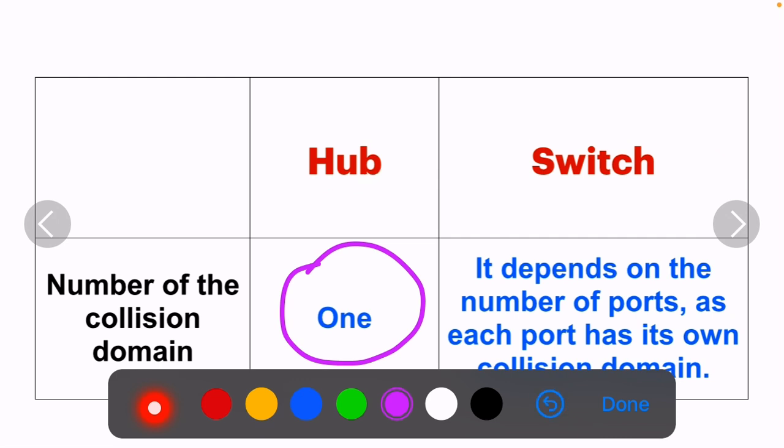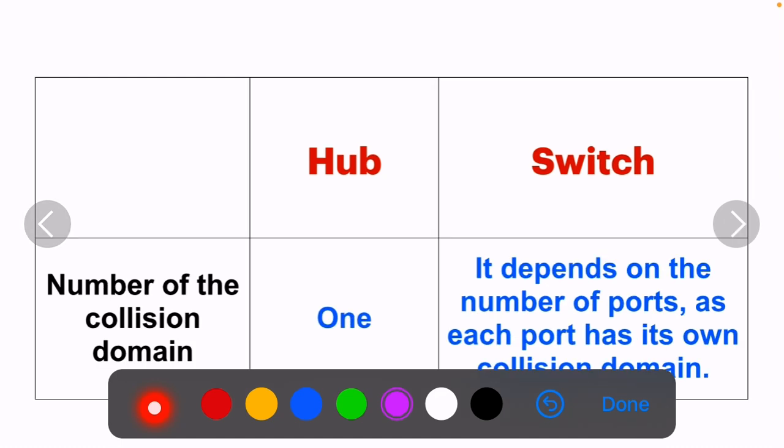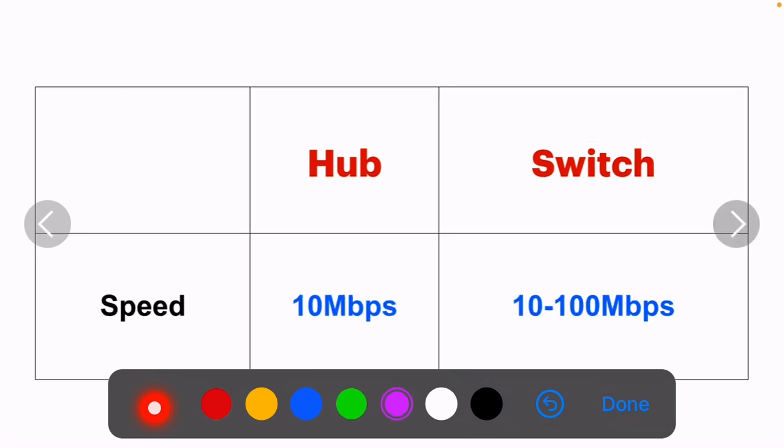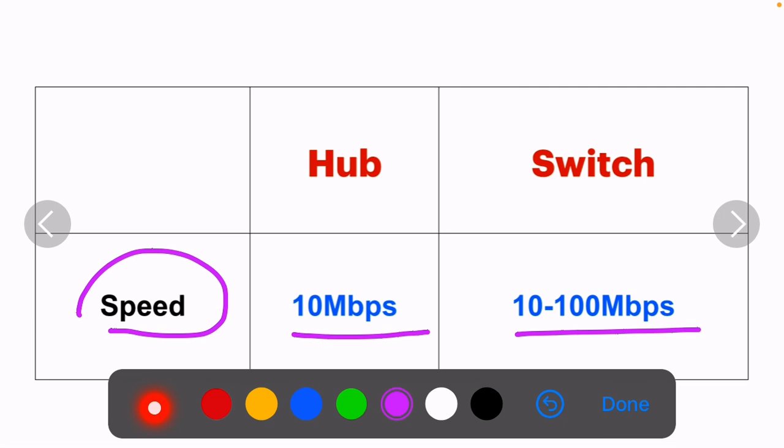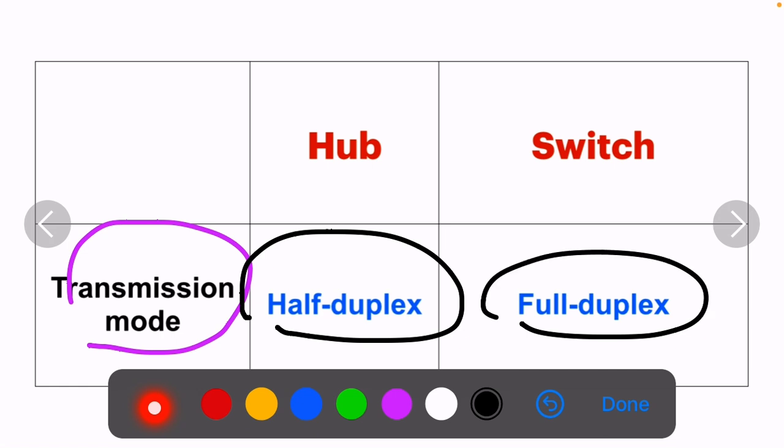So this is the advantage of switch as compared to hub. Because of this, there is no more congestion in the switch, and congestion management is proper as compared to hub. In a hub, there is more of a congestion problem. Then the speed of the hub is 10 Mbps and the switch speed is 10 to 100 Mbps.